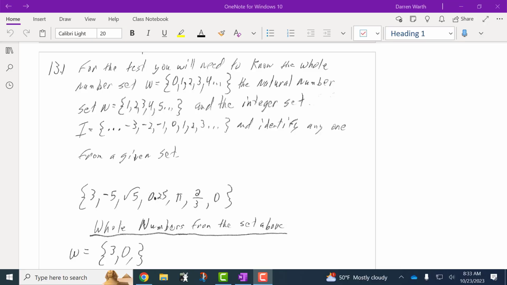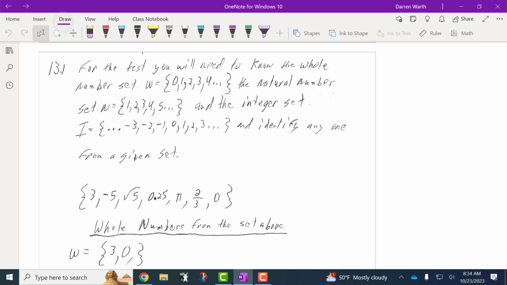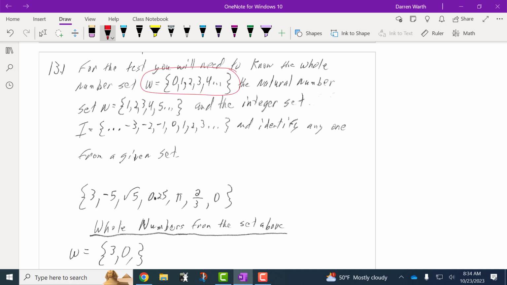Okay, on number 13, it says identify all whole numbers in the set below. So you'll notice I went ahead and noted for you guys. It says for the test, you'll need to know the whole number set. And remember, your whole number set is just all natural numbers and also 0. So when you look at your whole number set, you're looking at 0, 1, 2, 3, 4, 5, and so forth. And then the set M is 1, 2, 3, 4, 5.